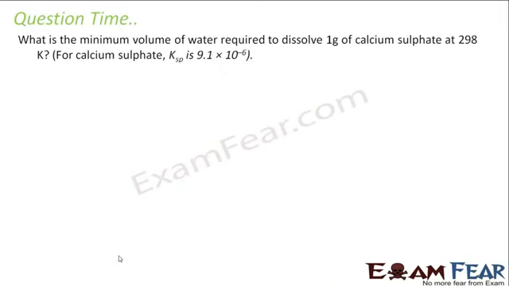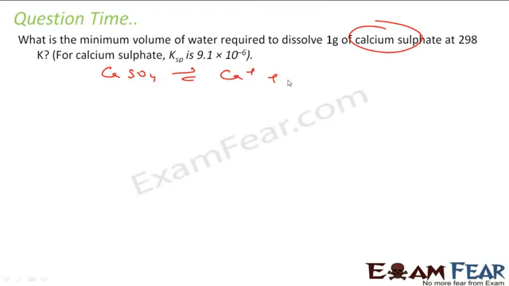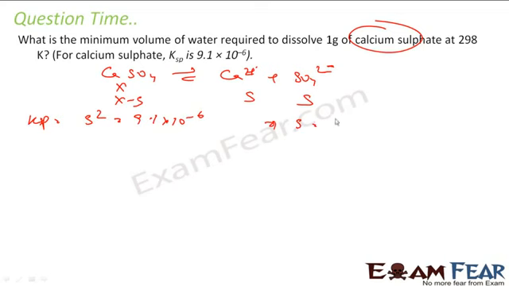It's a very good question. The question says, what is the minimum volume of water required to dissolve 1 gram of calcium sulfate? For calcium sulfate, we have the equation: CaSO4 gives Ca 2 plus and SO4 2 minus. Let's assume initial concentration was x at t equal to 0, which becomes x minus s, and s, and s. So Ksp is the concentration of this into the concentration of this, that is s into s. That value is given as 9.1 times 10 to the power minus 6. Solving this, you get s as 3.02 times 10 to the power minus 3 moles per liter.